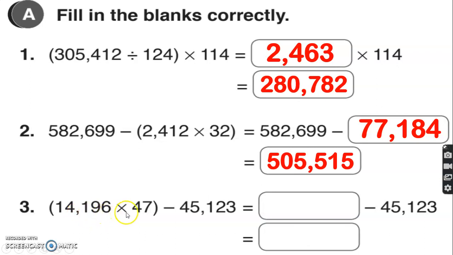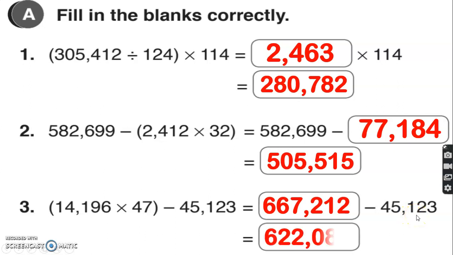Let's proceed to number 3: 14,196 times 47 is equal to 667,212, minus 45,123. Therefore, number 3 is 622,089. Do you understand? We have two answers in each number.